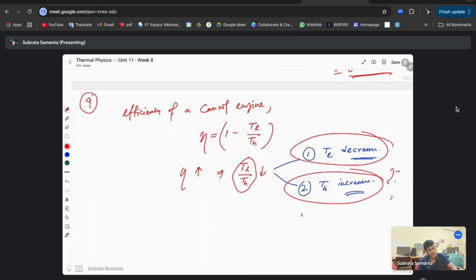Okay, which one is most effective? So which one is most effective? So how do I know? Any hint?